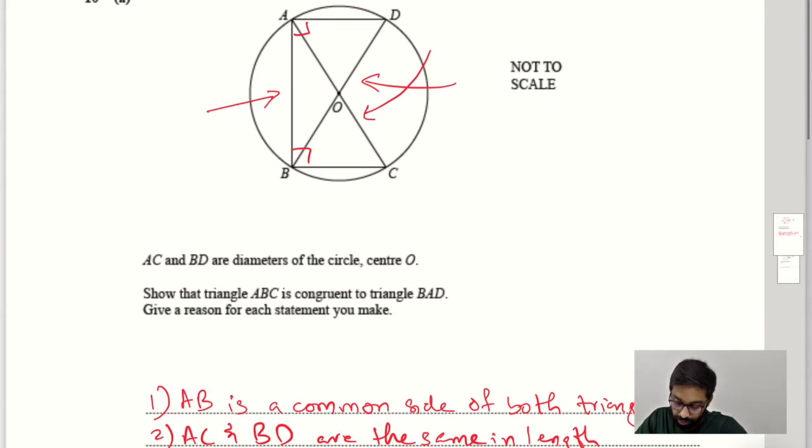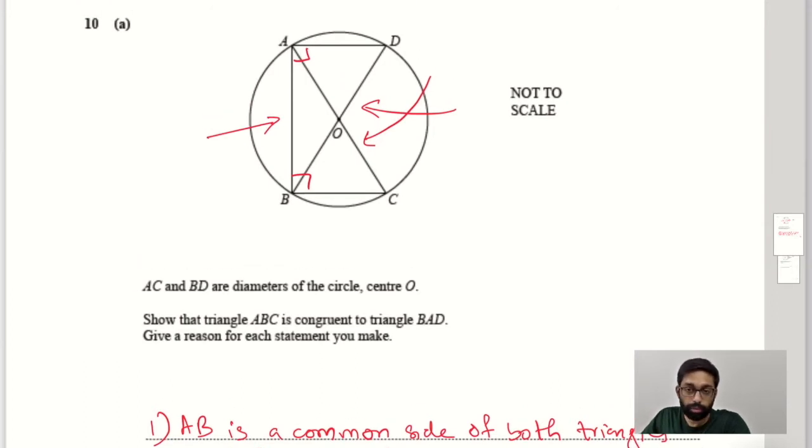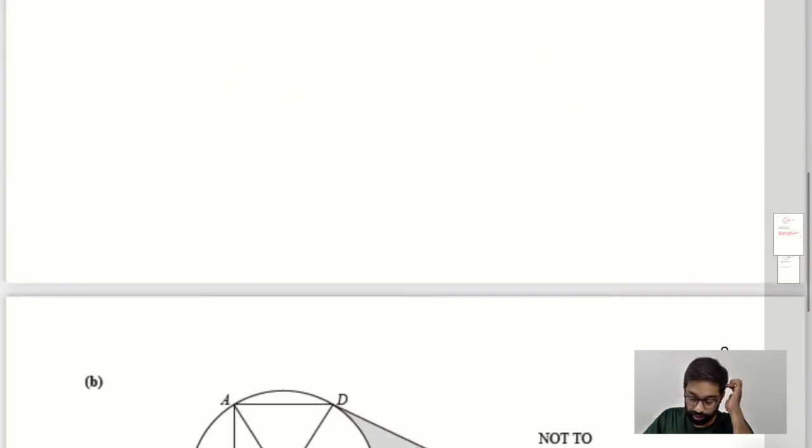So these 3 statements: AB is one of the lengths of the triangle, that's the same for both of them. Then the hypotenuse AC and BD, that's the same for both of them. The angle in the middle is 90 degrees. So both of them are congruent to each other. All the sides and angles are the same. Okay, let's move on to the next part.